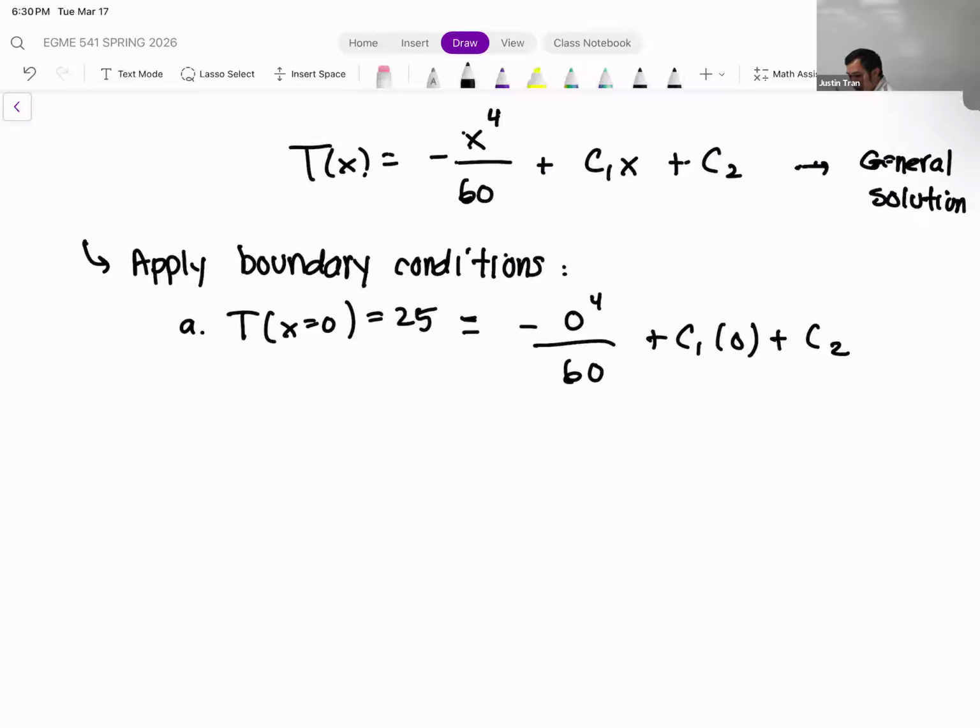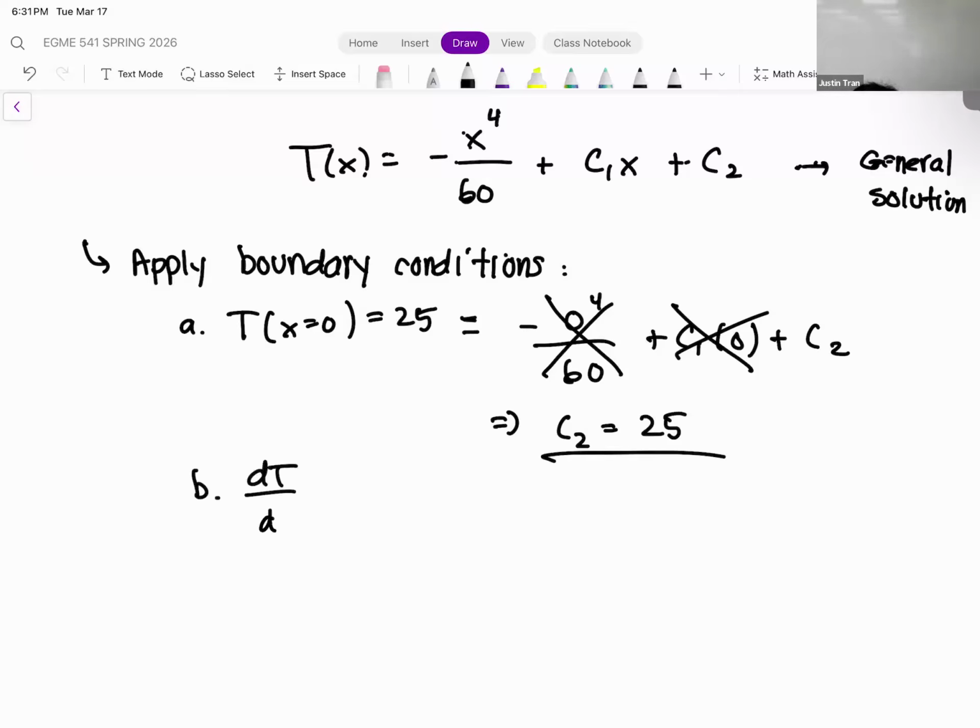In this situation, this is, I think, our first time we have a Dirichlet boundary condition which is non-zero, so that was a question on the exam. This is one we're going to have to be careful of once we get to finite elements. And so we plug this in, we get c2 is equal to 25. And then our other boundary condition is dT/dx at x equal to 5 is equal to 0.